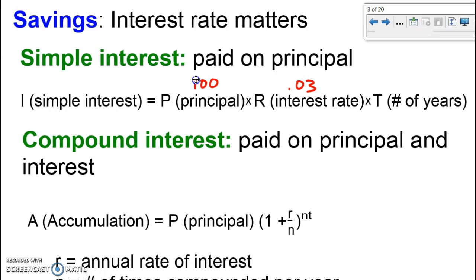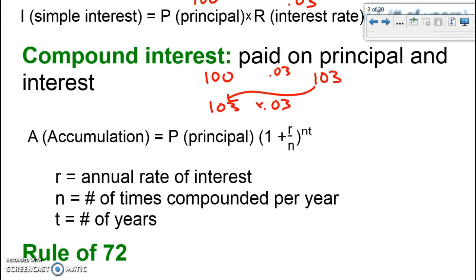With compound interest, you would have, let's say, $100 in principal and a 0.03 interest rate, and after 1 year you'd have $103, right? The next year, your principal would be $103, and you would earn interest on that. So with compound interest, you get paid interest on the interest you've already accumulated. With simple interest, that would not happen. So this is the formula for compound interest.